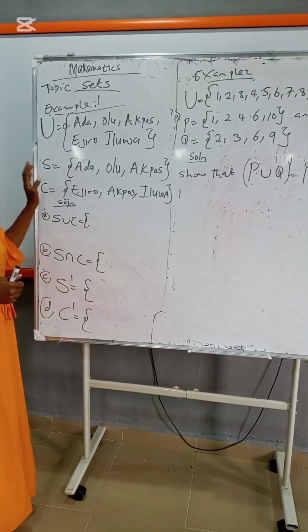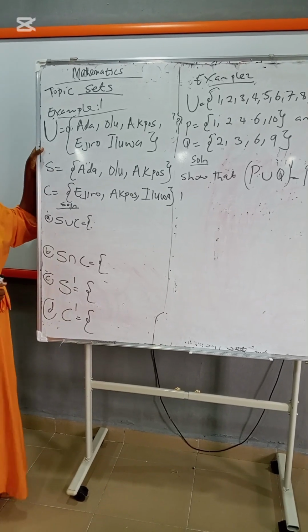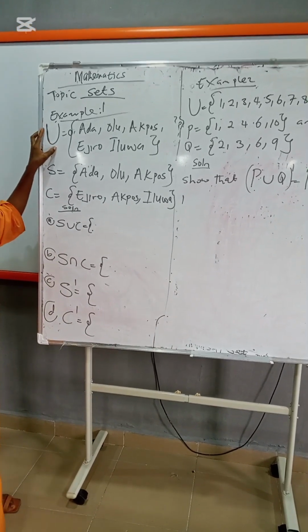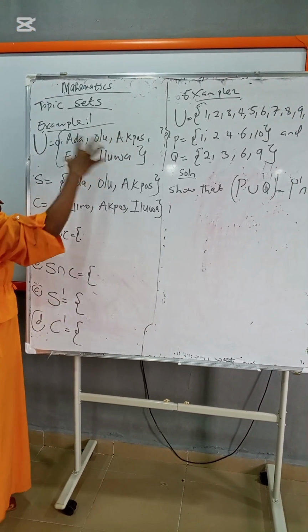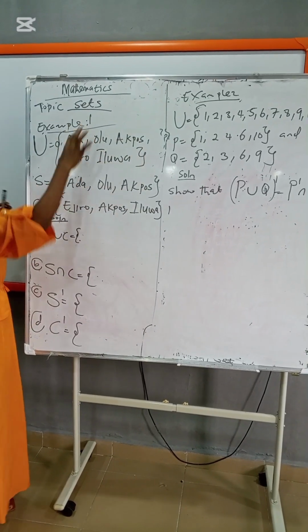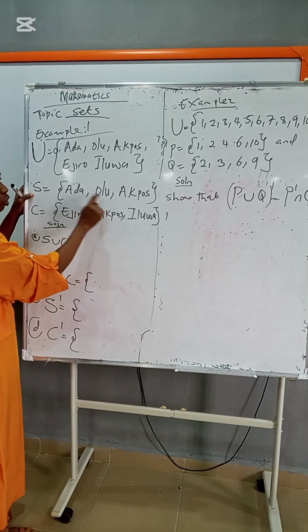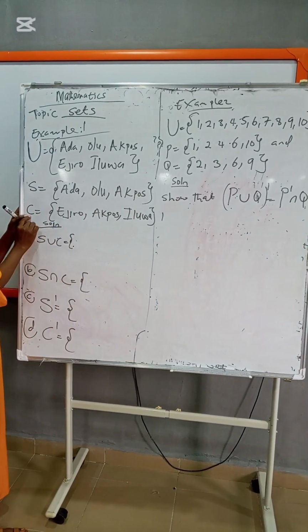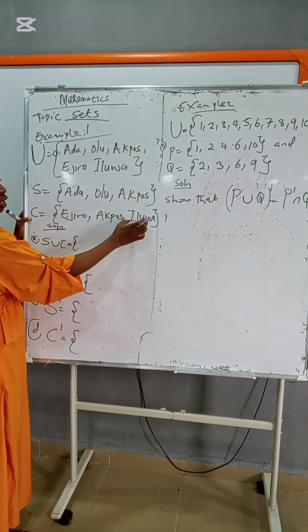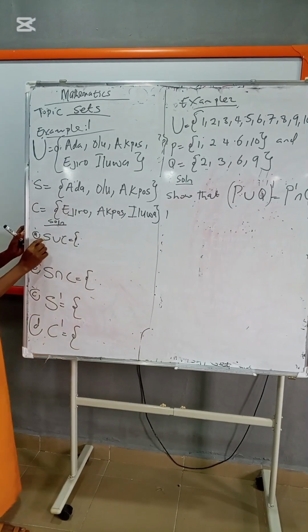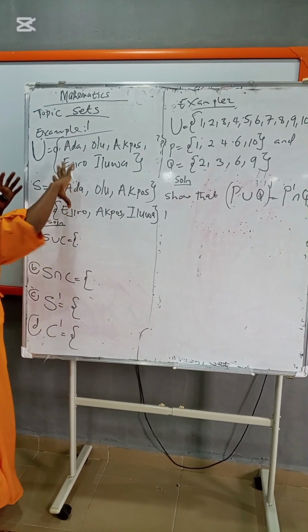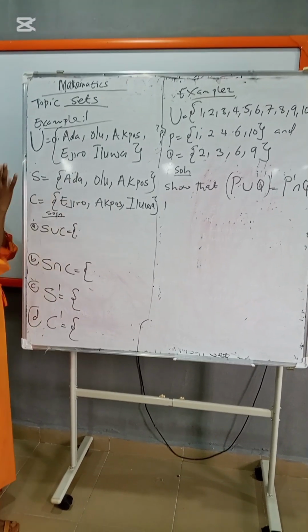Okay, we have two examples. So now we are going to start with the first one. This is called the universal set. It contains everybody in the universal set. It takes everybody. So now we have set A. Set A has Ada, Olu, Apos, while set C has Ejiro, Apos, Inua. So now they say union. When we say union, it means you combine set A and C. It gives you the union.